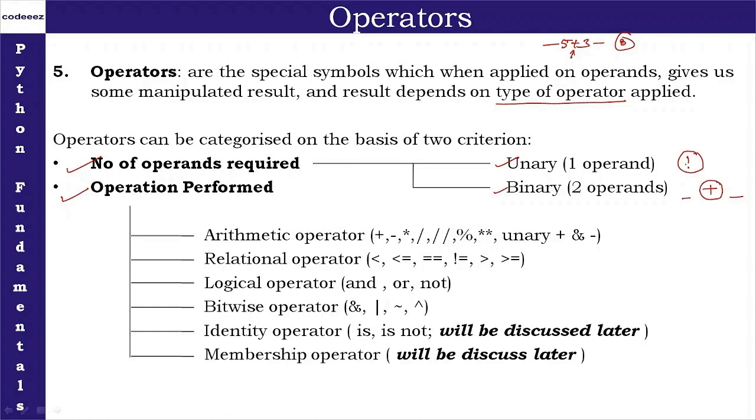When we categorize on the basis of operation, we have further categories: arithmetic operator, relational operator, logical operator, bitwise operator, identity operator and membership operator. In this section, we will be learning only the top four: arithmetic, relational, logical and bitwise. Identity operator and membership operator we will discuss later when we cover some more topics. So let's begin with the top four operators: arithmetic, relational, logical and bitwise.